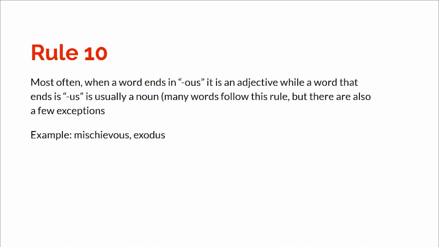Rule number 10. Most often when a word ends in OUS, it is an adjective, while a word that ends in US is usually a noun. Many words follow this rule, but there are also a few exceptions. For example, the word mischievous, which is an adjective, so it ends in OUS, and exodus, which is a noun, so it ends in US.